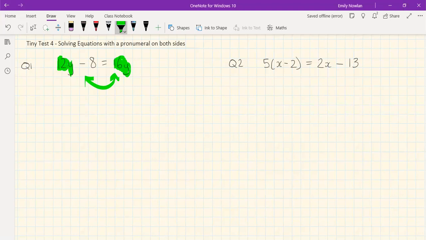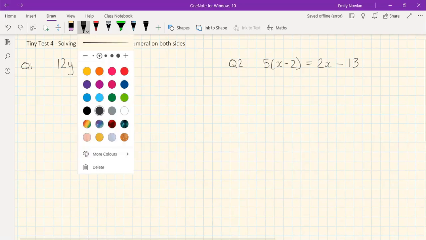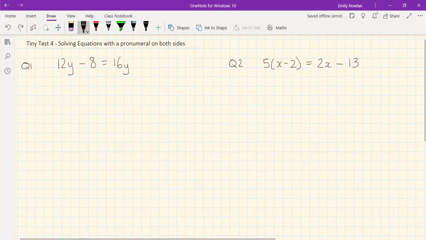Not on the same side where we could collect them and make like terms of them, but on the other side of the equal sign. So what do we need to do? Well, in this case, we've got to get them on the same side. So we've got to move one. Now, it doesn't actually matter which one you move, but I find it's easier to move the smaller one. So I've got 12y or 16y.